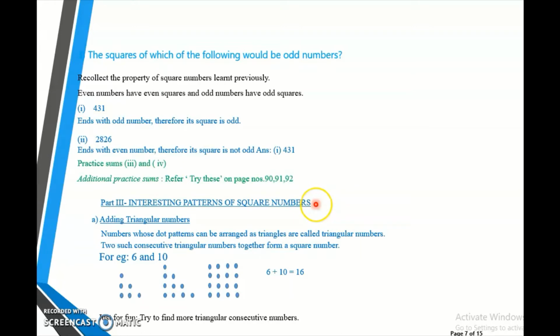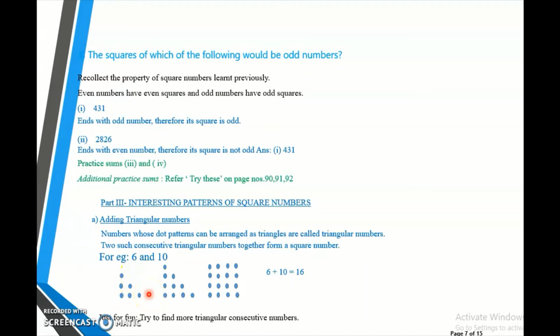Now coming to some interesting patterns of square numbers. Have you heard of triangular numbers? Let me explain. Numbers whose dot patterns can be arranged as triangles are called triangular numbers. How do we arrange them? For example, put 3 dots here. In the next row, put 1 less, that is 2 dots and 1 dot. So you get a triangular figure.